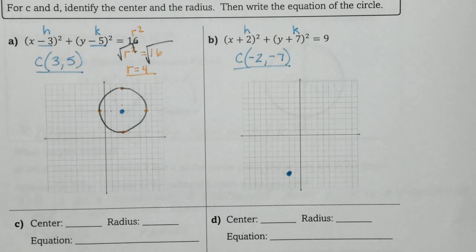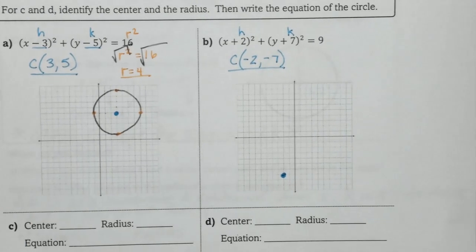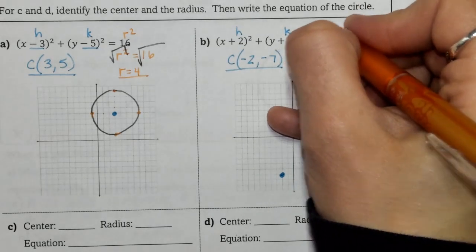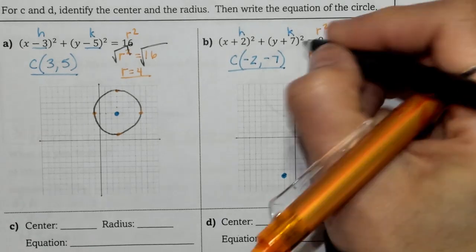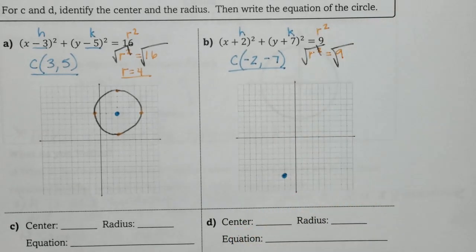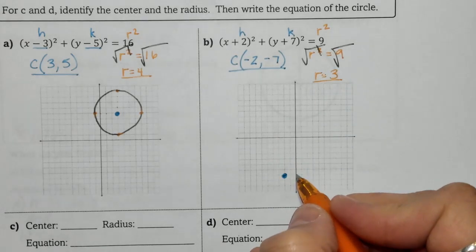Usually the center I will make really big, and the points of the radius, as you can see, a little bit smaller. This is your radius squared. So radius squared is going to be 9. We take that square root. Radius is only 3. So we're going to go 3 in each direction.